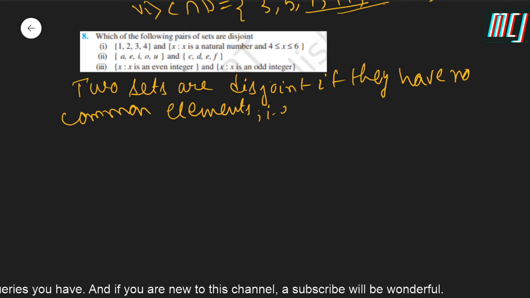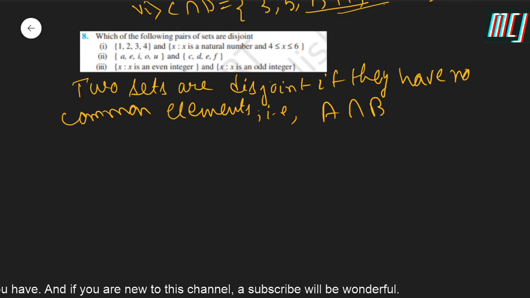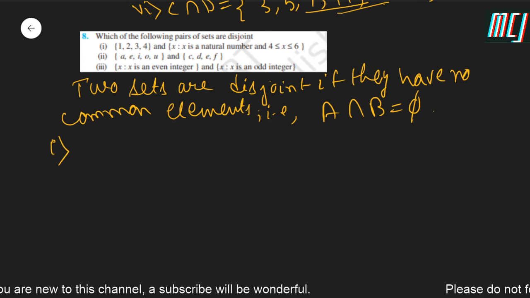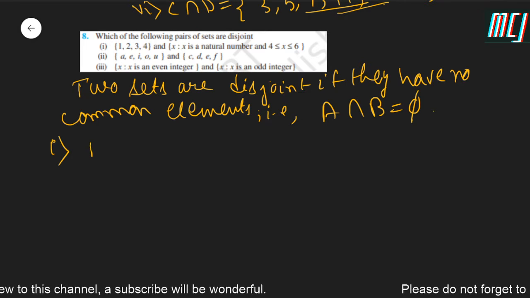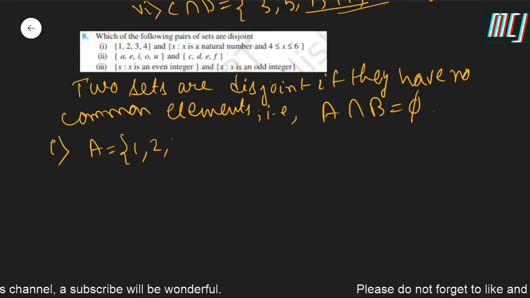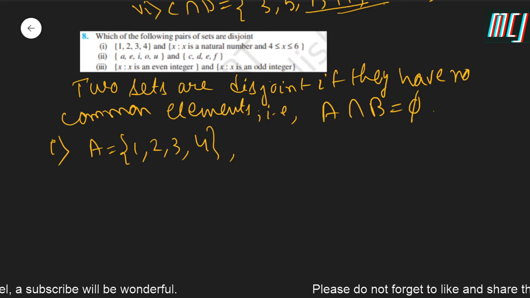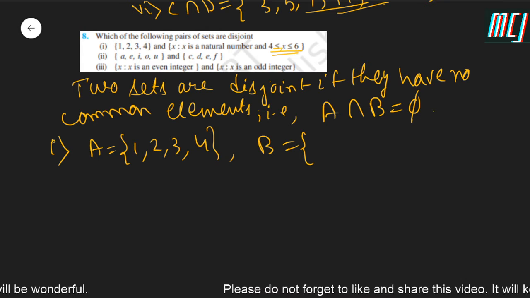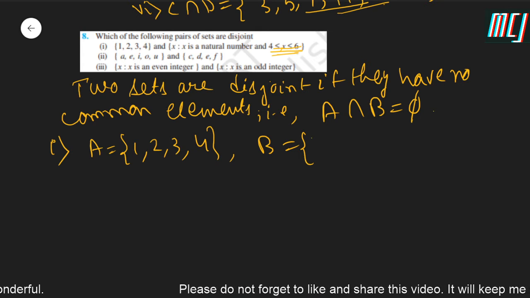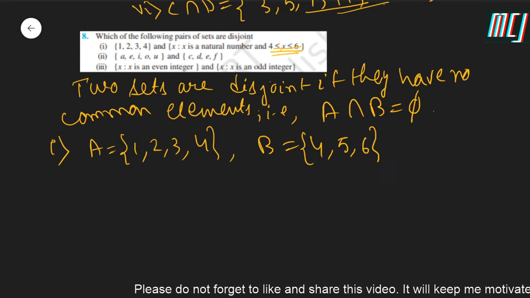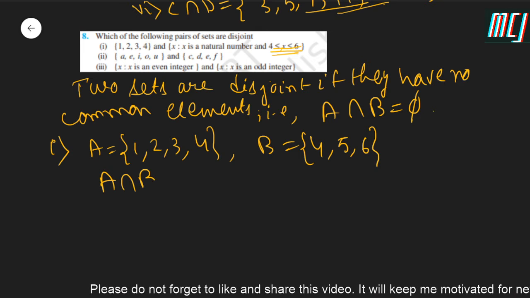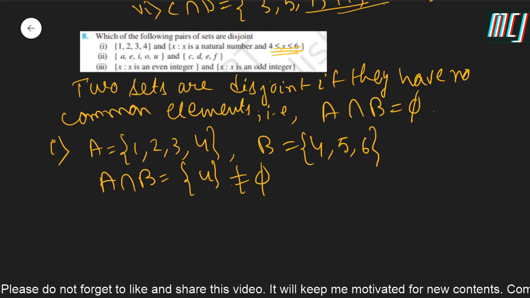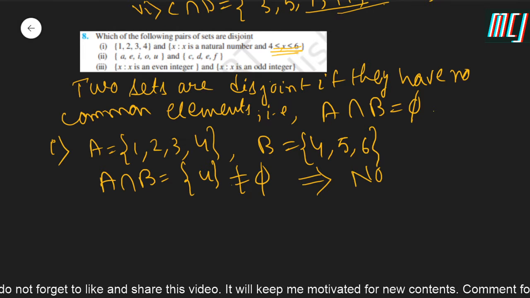That means A and B are disjoint if A intersection B equals Phi. So check for the first one, A equals {1, 2, 3, 4}, and B equals {x is a natural number, 4 ≤ x ≤ 6}. So 4 and 6 both are included here. Then A intersection B is equal to {4}, not equal to Phi. So this means not disjoint.